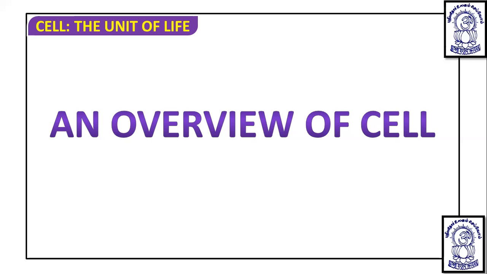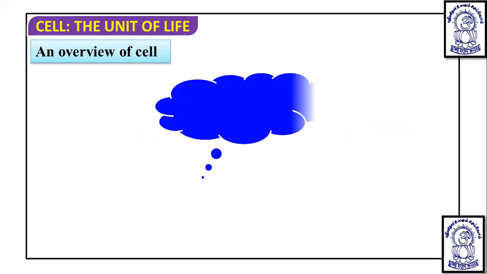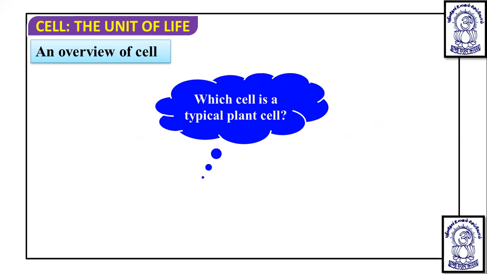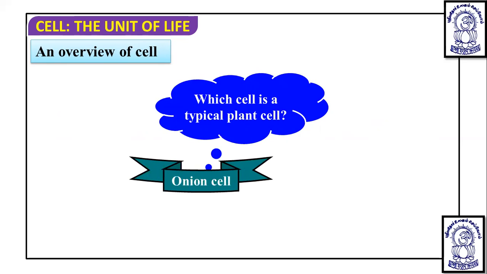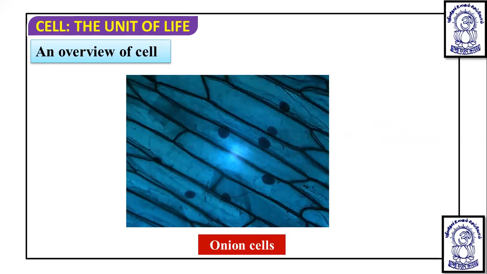When we talk about the overview of the cell, dear student, we come to know which cell is typically a plant cell: the onion cell. If we take a microscopic view of an onion cell, it looks something like this. Here this is the whole boundary, this is a space, and this is the nucleus. So this is a cell.